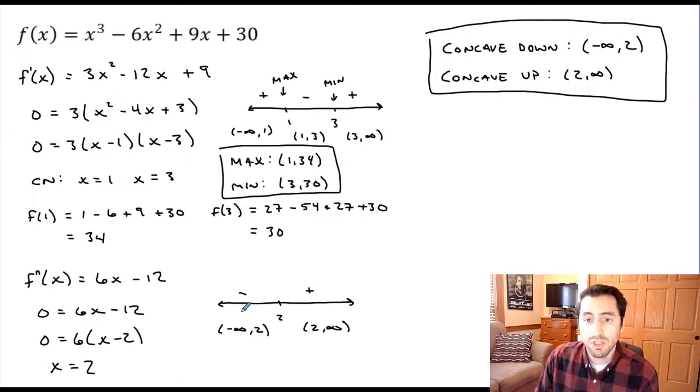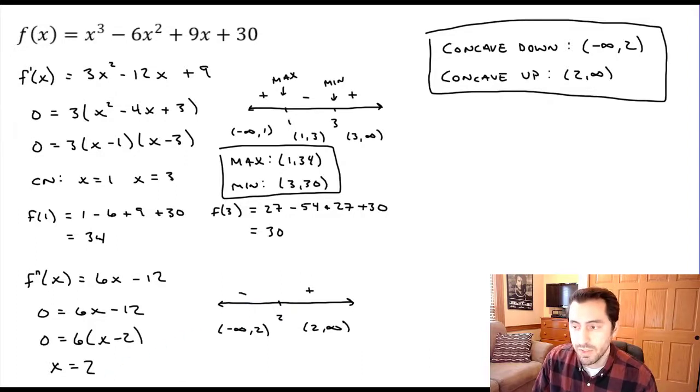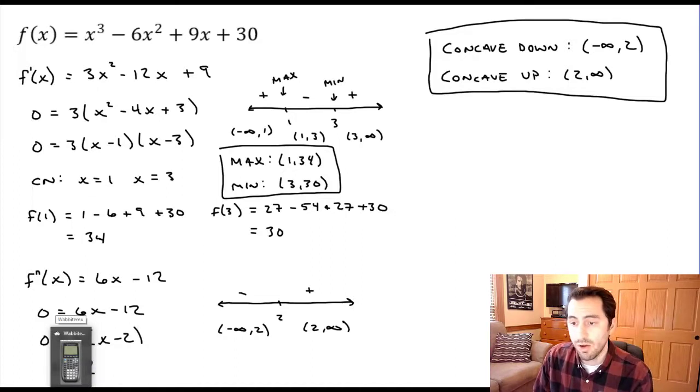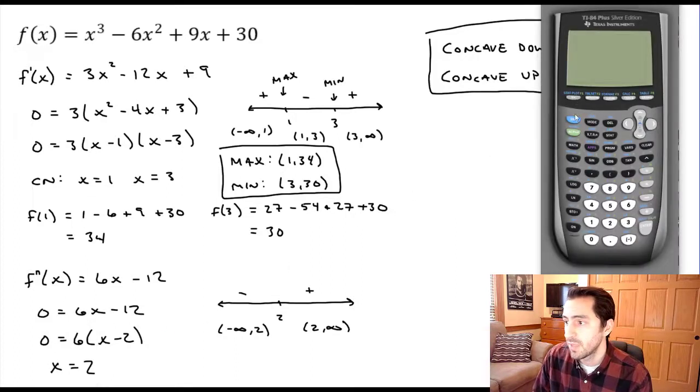So why don't we just finish up by taking a look at the graph of this function, just so we can verify what we saw here. So if I type in my function, so I have x cubed minus 6x squared plus 9x plus 30.